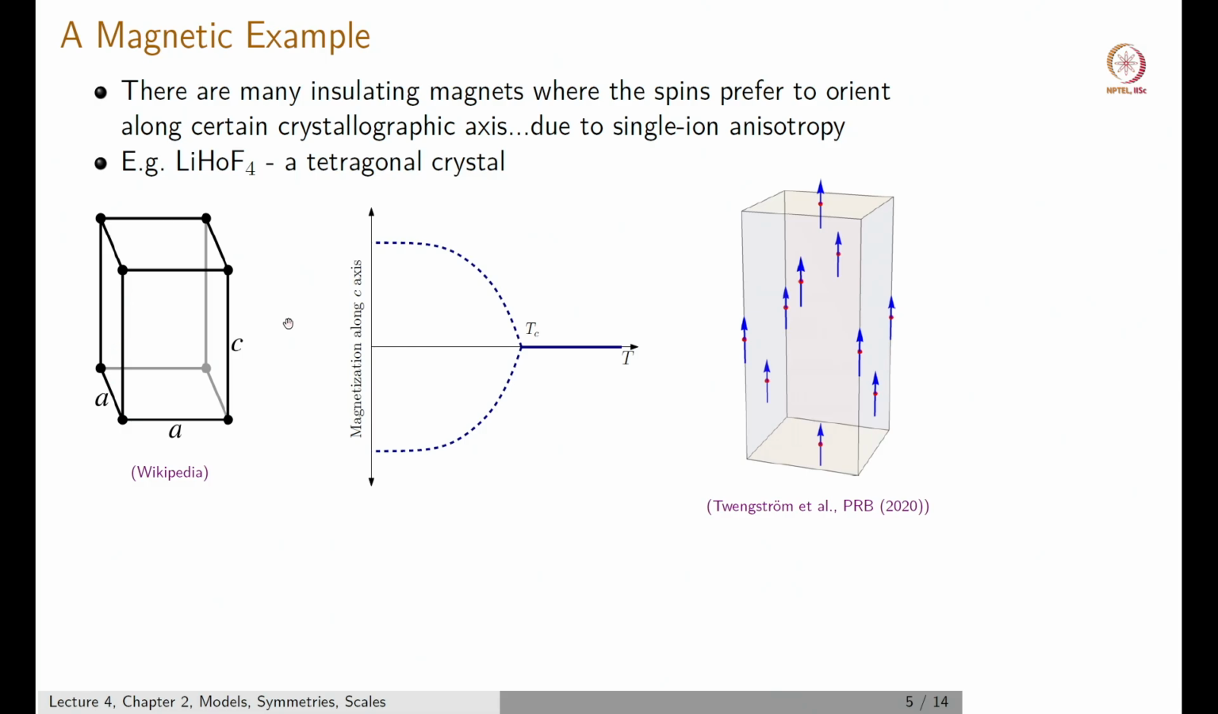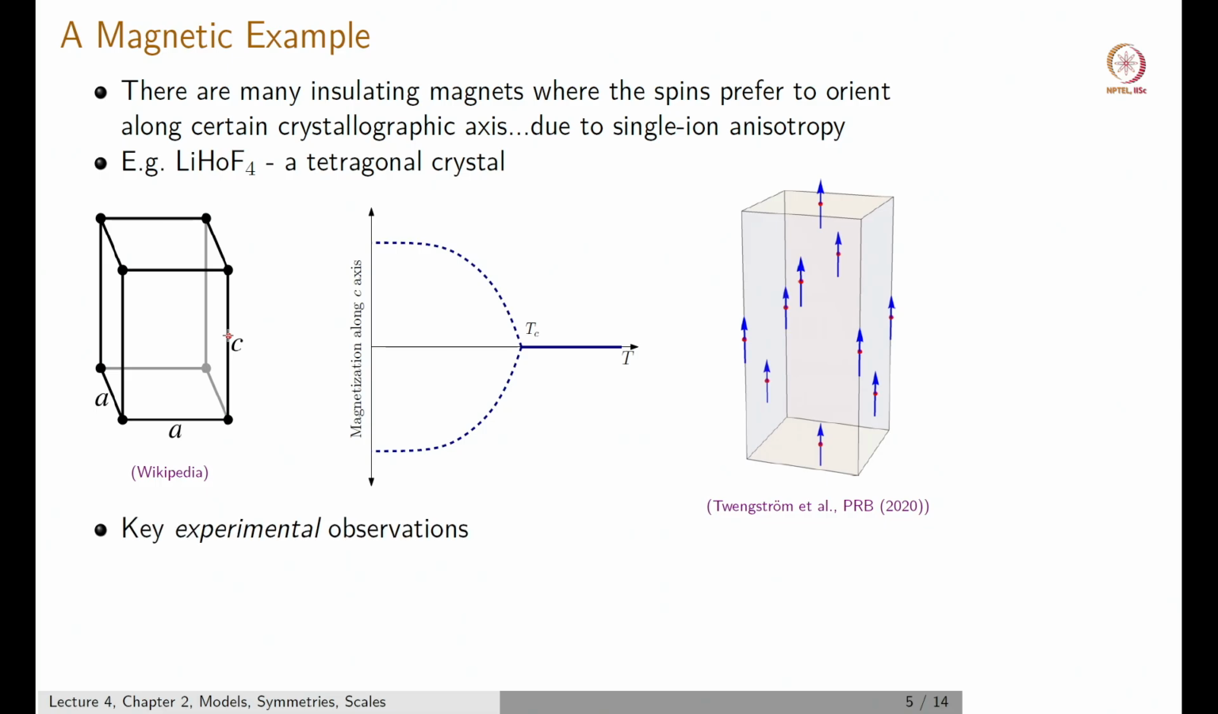If you measure magnetization in this material as a function of temperature, you will see the following. As you cool down, starting from a high temperature up to a temperature called Tc, the critical temperature, there will be no magnetization in the material. You will find that the magnetization is 0.